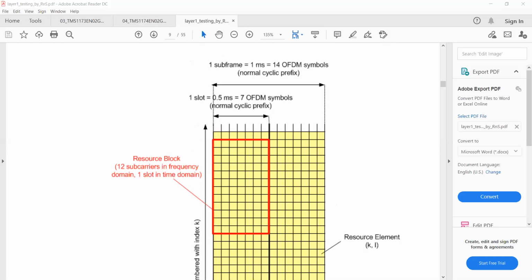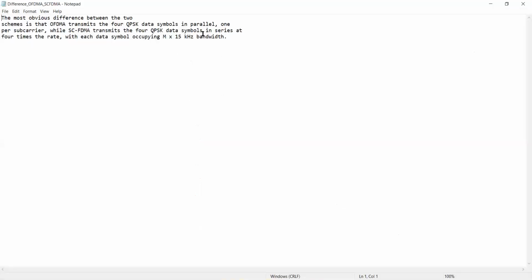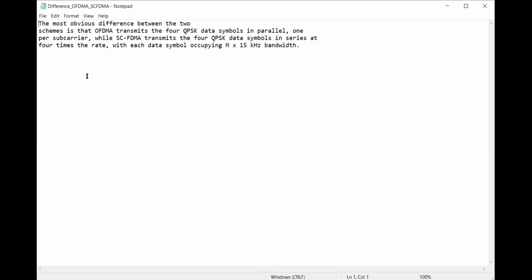Before that, I suggest you make a heading and write this definition of SCFDMA. The most obvious difference between the two schemes is that OFDMA transmits the 4 QPSK data symbols in parallel, one per subcarrier, while SCFDMA transmits the 4 QPSK data symbols in series at 4 times the rate, with each data symbol occupying M into 15 kilohertz bandwidth.